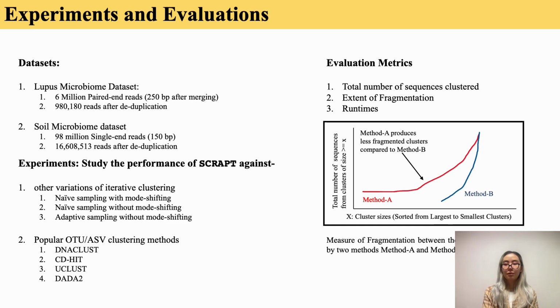To study the performance of SCRAPT, we compare SCRAPT against other variants of iterative clustering, namely naive sampling with and without mode shifting, and adaptive sampling with and without mode shifting. We also compare against other popular OTU picking methods, namely DNACLUST, CD-HIT, UCLUST, and DADA2.